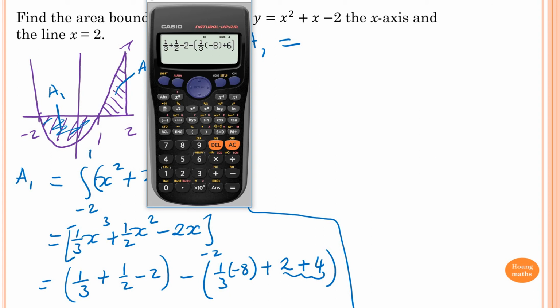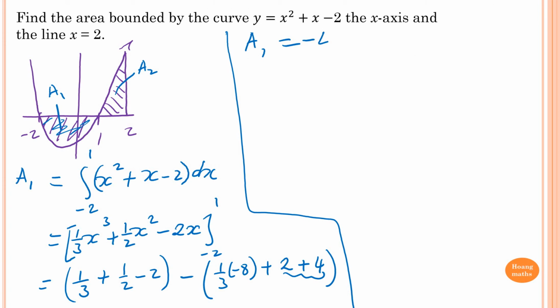I put it in the calculator. The result is negative 9/2, which is -4.5. Otherwise, just shift SD. So the answer is -4.5. So therefore, area 1 is equal to 4.5 square units.